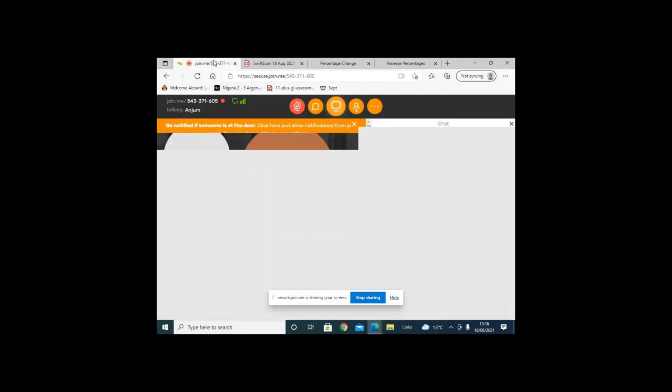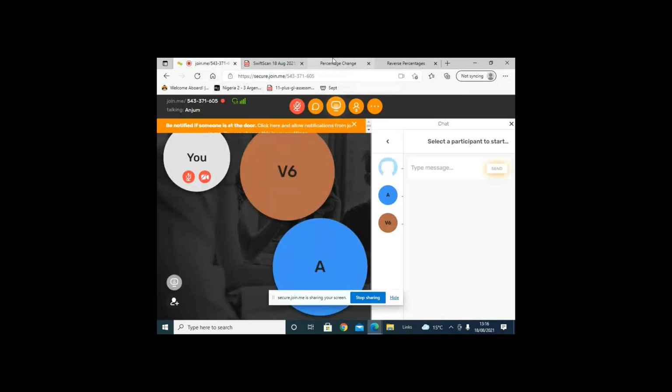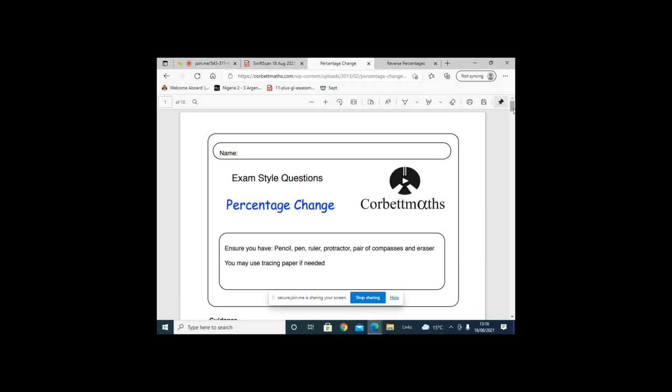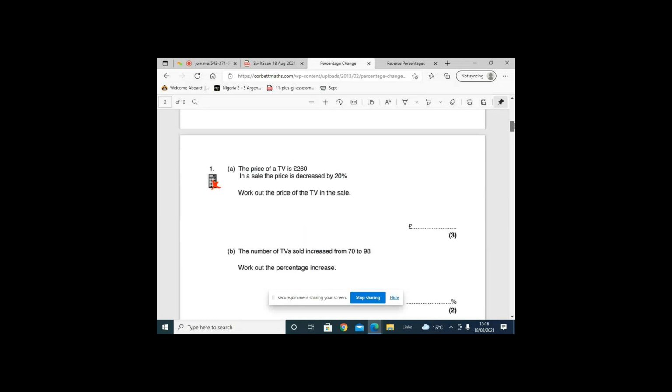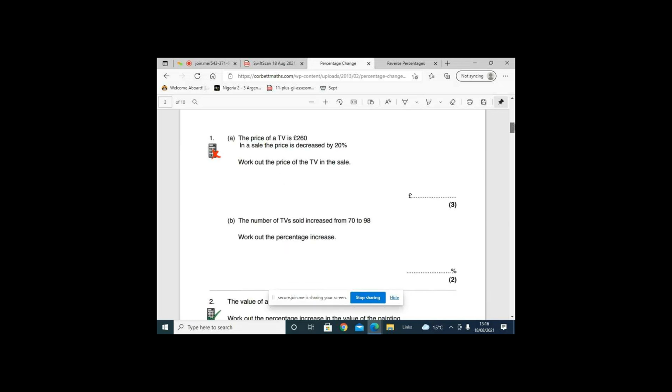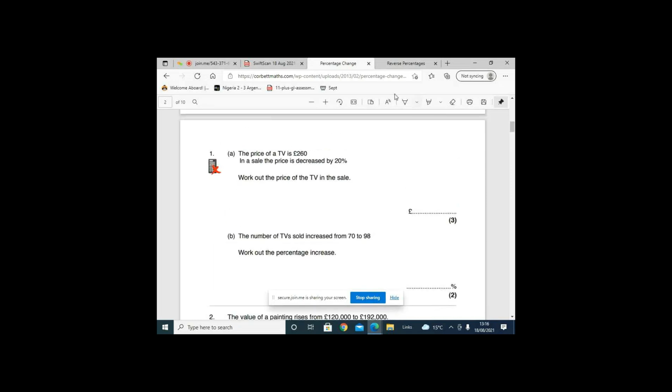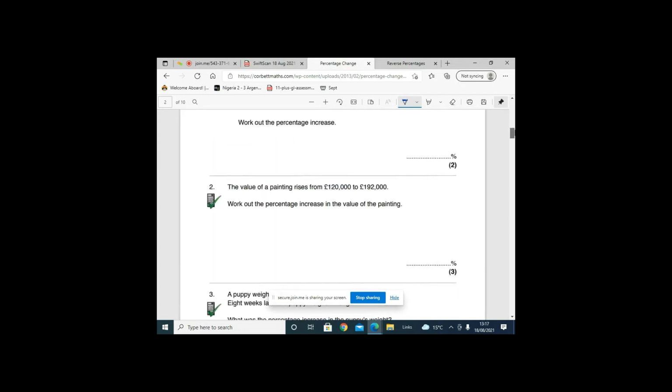Let me just check this question again. If you don't mind, I want you to try and do this question. Let me do this question for you before I ask you to do some other questions. The price of a TV is £260, and it was decreased by 20%. Work out the new price. That one is particularly a decrease, so let me just look at it.